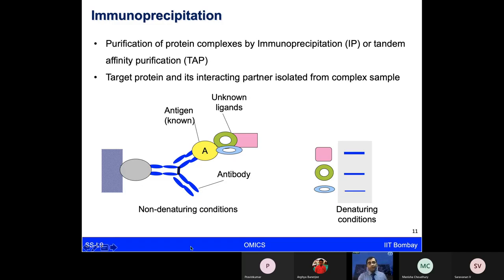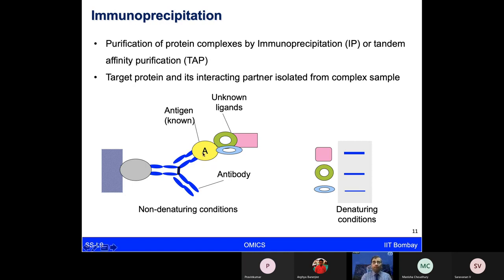So this is the antibody you are interested in, and you are going to take the antigen which you want to characterize for its partners in protein interaction networks. Now this partner, antigen A, which is going to react with this antibody, will also come along with its other interacting partners, which are unknown to you, and you want to identify those.